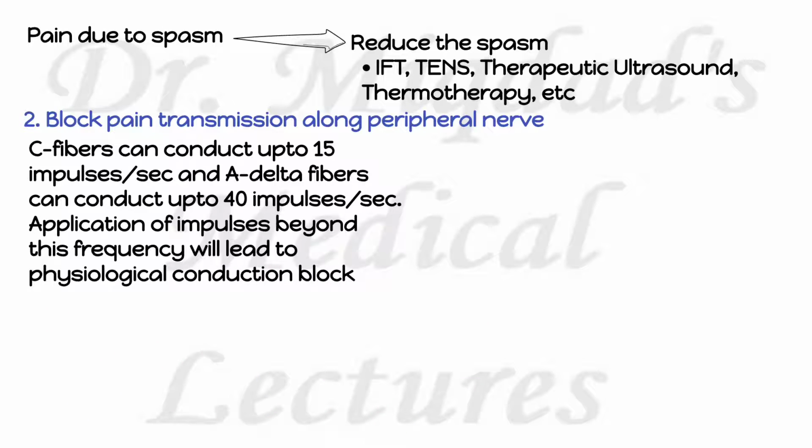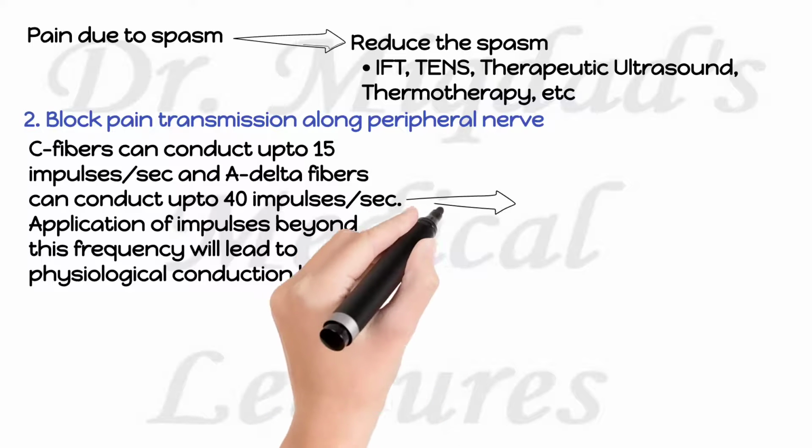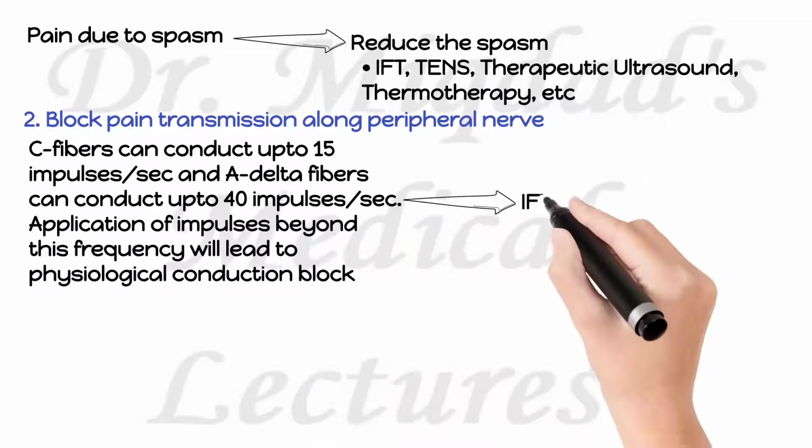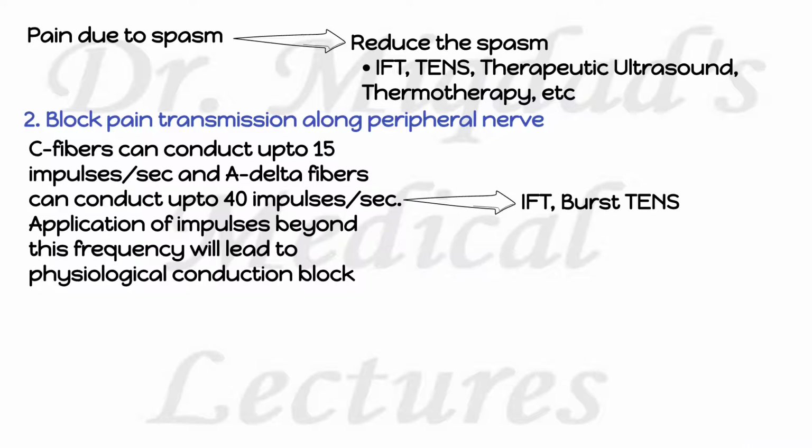There are multiple modalities which can produce this required frequency and thereby cause physiological conduction block in these particular nerves. These include interferential therapy and burst TENS. There are different types of TENS, like acupuncture TENS, high TENS, low TENS, etc. Again, this is beyond the scope of this lecture.